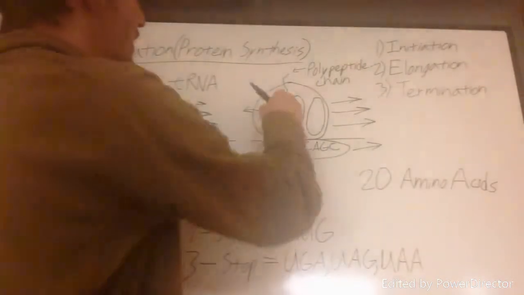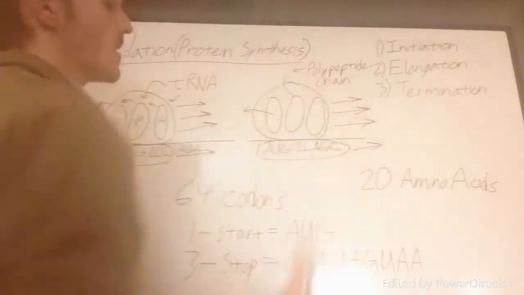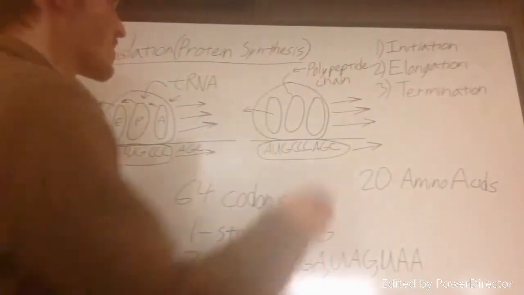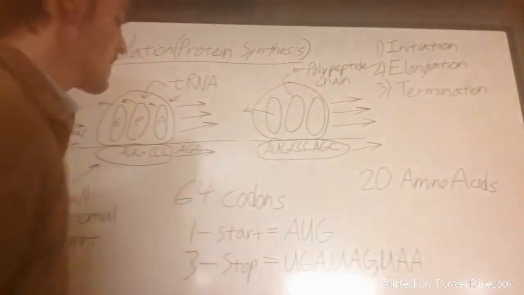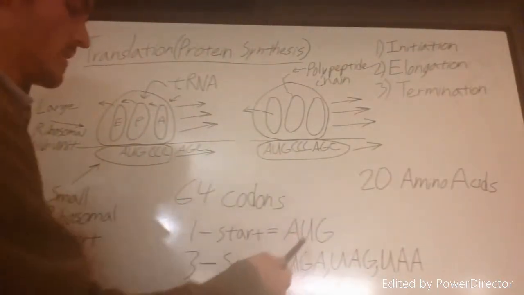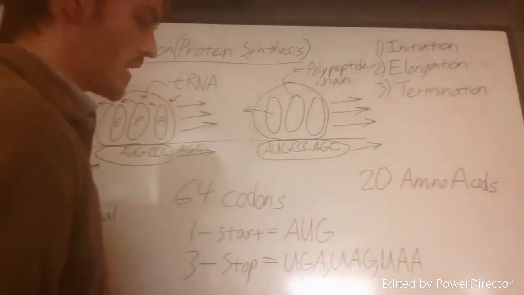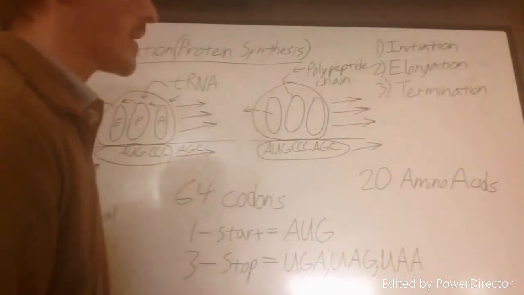But as it moves, it makes a polypeptide chain, which is a chain of amino acids, and as it grows, it forms a protein. Now there are 64 codons. One is start, AUG, and three are stop. They are seen here as UGA, UAG, and UAA.